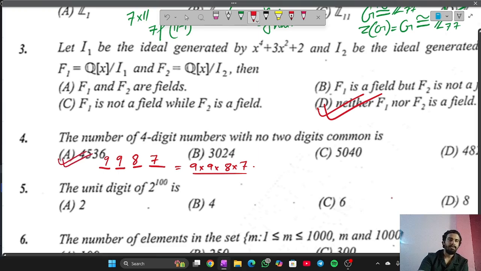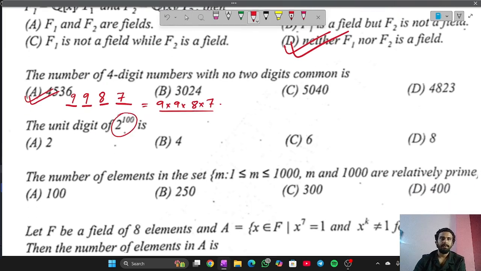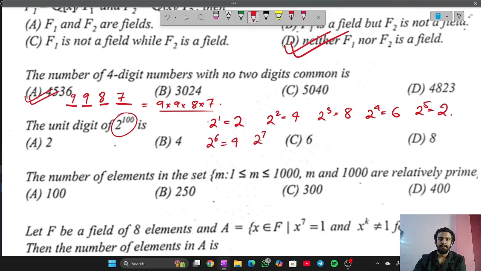Now, the next question is about number system: the unit digit of 2 to the power 100. If we take powers of 2 and take care of its cyclicity, 2 to the power 1 has unit digit 2. 2 to the power 2 has unit digit 4. 2 to the power 3 has unit digit 8. 2 to the power 4 has unit digit 6. Again, 2 to the power 5 has a unit digit of 2. Then 2 to the power 6 will have a unit digit of 4. 2 to the power 7 will have a unit digit of 8, and this cycle goes on like that.